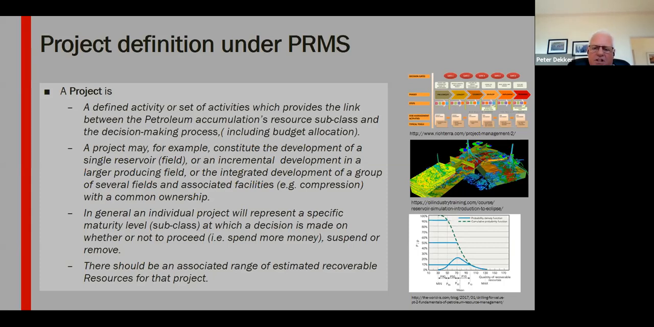In general, an individual project will represent a specific maturity level, subclass, at which a decision is made on whether or not to proceed. So, for example, one of the subclasses is prospects. Am I going to drill this prospect? I don't know if hydrocarbons are there or not. The project is to drill the prospect. That's a subclass of it, and I need to have budget for it, and I've got an idea of how much I will get out of it. There should be an associated range of estimated recoverable resources for that project. So even for the prospect I drill, I must have done my evaluation to understand, if this is successful and I develop it, how much would I get out of it? This is the estimated recoverable resources, and it will be a whole range: a low, mid, and high range of what I can get out of this prospect.